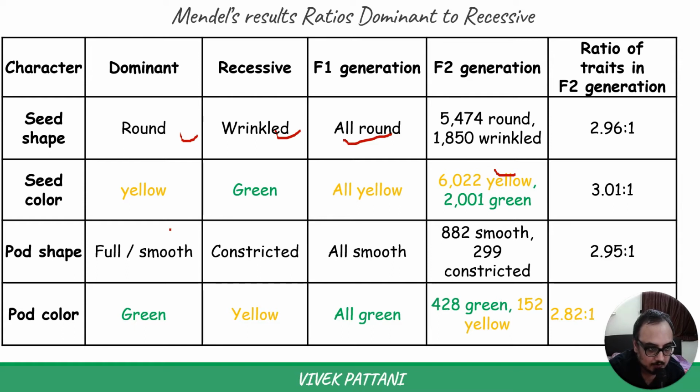Now seed color: dominant is the yellow one, recessive is the green one. In the F1 generation, all were yellow, as yellow is the dominant one.